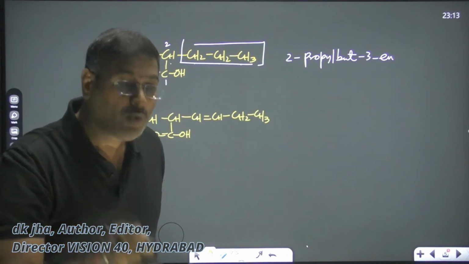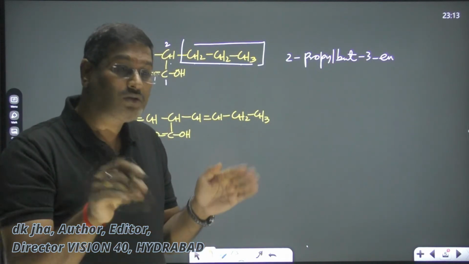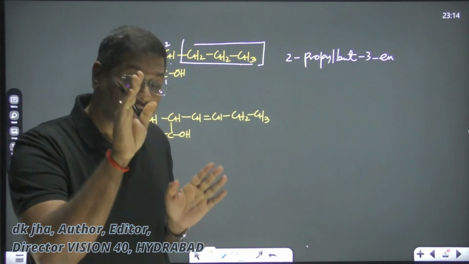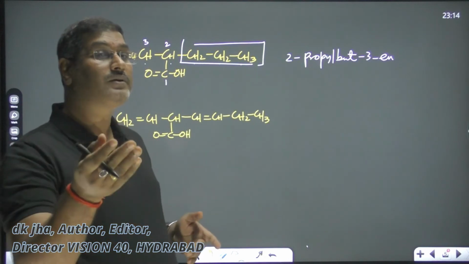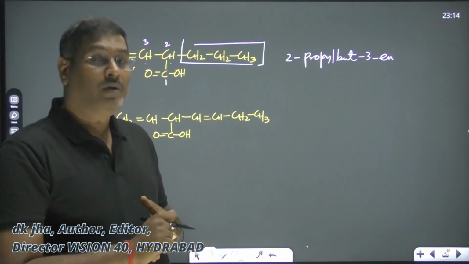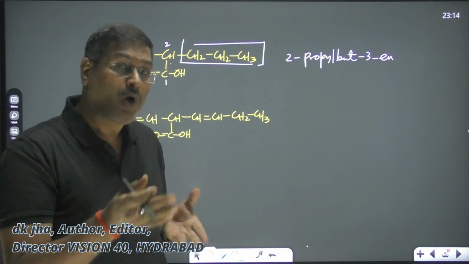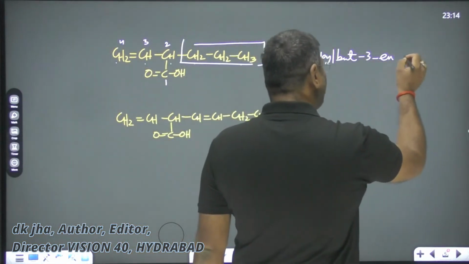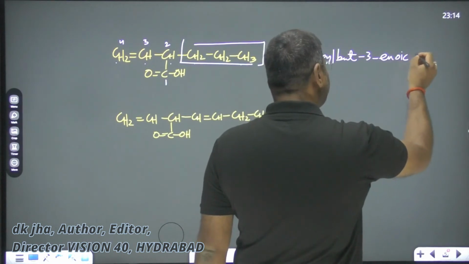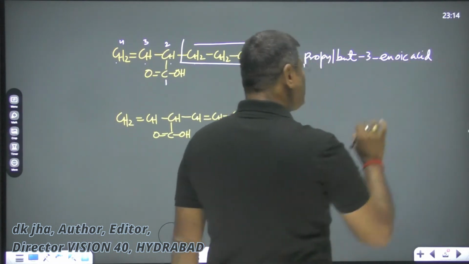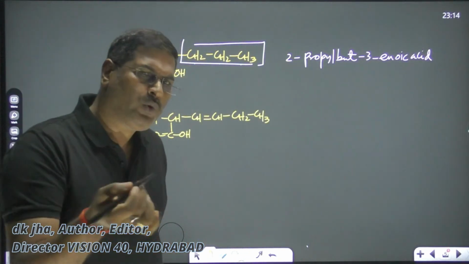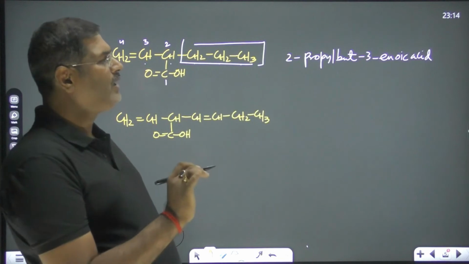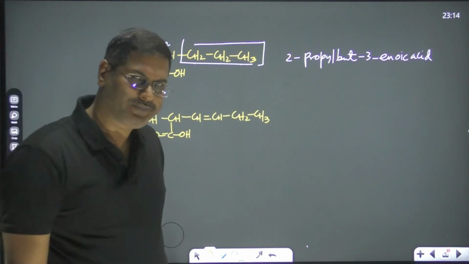We write en because after that oic acid comes. So the e vowel drops as another vowel is coming later; the o vowel, so this is dropped. So 3-en-1-oic acid, or enoic acid. Anything you can write. 3-en-1-oic acid, or enoic acid. 2-propyl but-3-enoic acid.